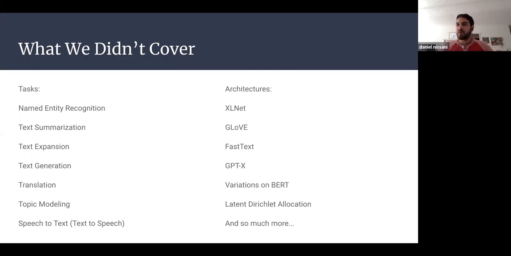GPT-X, I put the X there because there have been so many GPTs that have come out of OpenAI. There's GPT, GPT-2, and GPT-3. GPT-3 is the latest one. If you look on Twitter or any social media where data scientists are, you'll see all these posts where GPT is having full conversations with people and is actually doing a really, really great job. GPT-3 has been very much talked about in the past couple of months since it's come out.